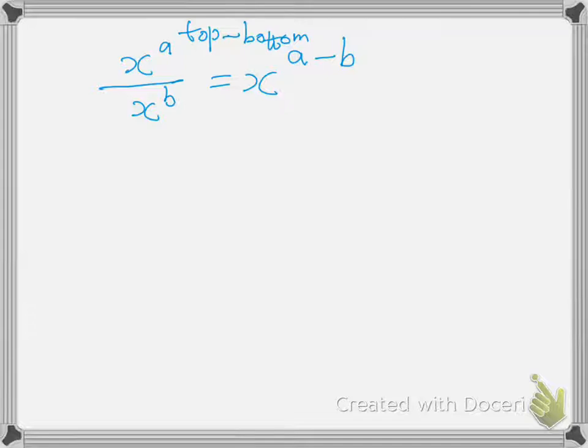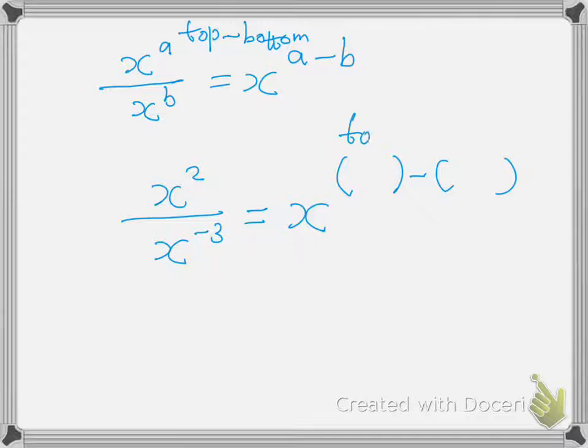So let's look at a very easy example. A lot of students give me the wrong answer for this example. X squared over x to the negative 3's power. If you use this formula, what's the answer? So first, same letter x for the base. And then we have top exponent minus the bottom exponent. Top exponent is 2. Bottom exponent is negative 3.